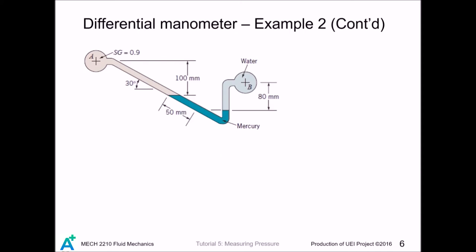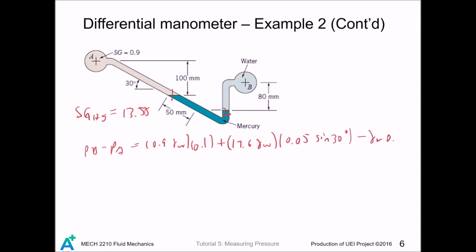And we start doing the math. Note that the specific gravity for mercury is 13.55. And let us write down the equations like the previous example to describe the pressure difference between A and B before the pressure change. Let's label point 1 and point 2, and with some practice, you will be able to write it directly.